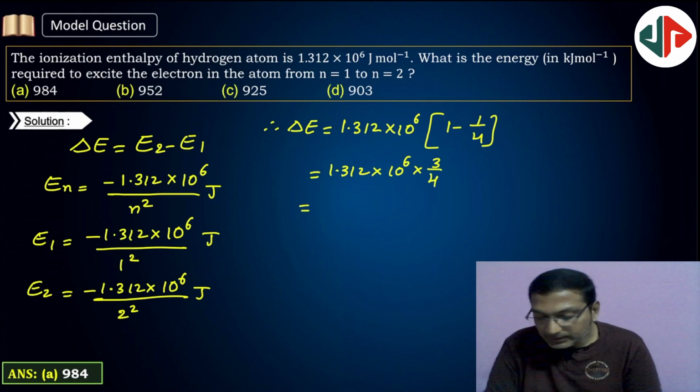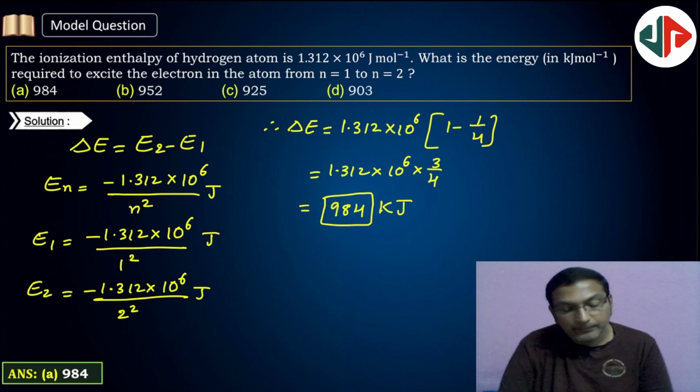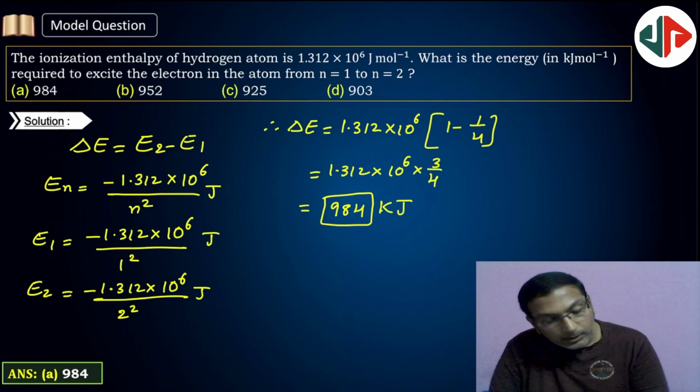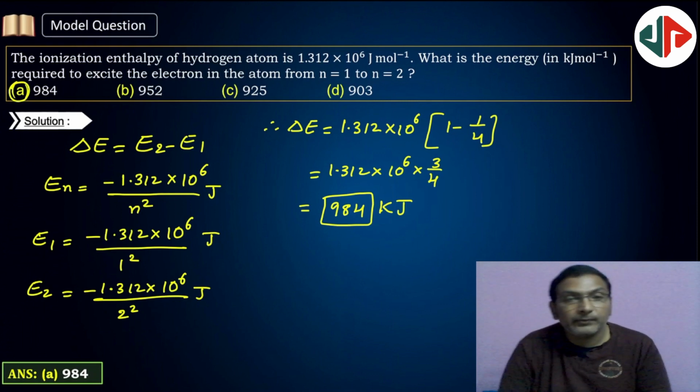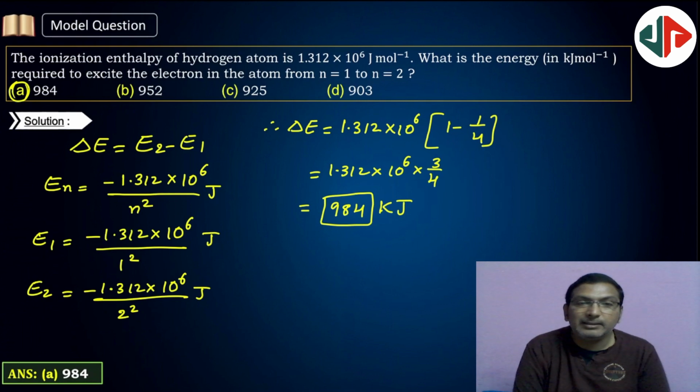Which is equal to 984 kilojoules. 984 is the answer. So option A. So this much amount of energy is required to excite electron from n equal to 1 to n equal to 2.